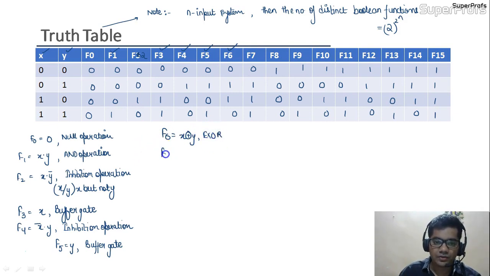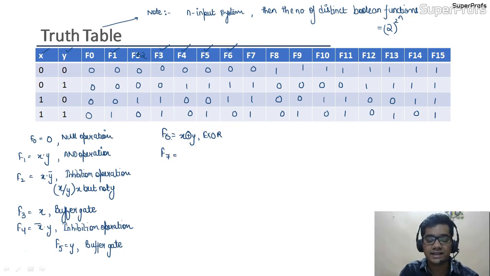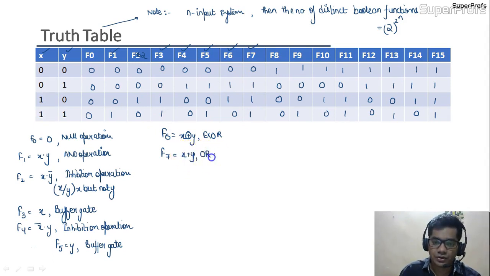Okay, now we are going to see F7. What is F7? For F7 the output is 0 for the input combination 0 0, and for 0 1, 1 0 and 1 1 the output is 1. So this is the truth table for OR gate. So F7 is an OR function or OR gate of X and Y.